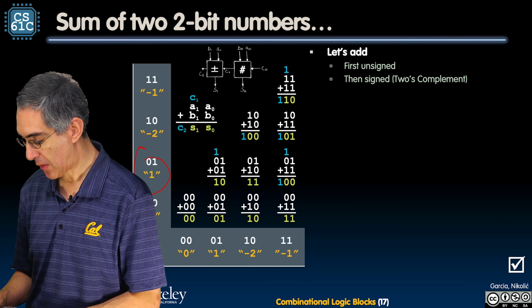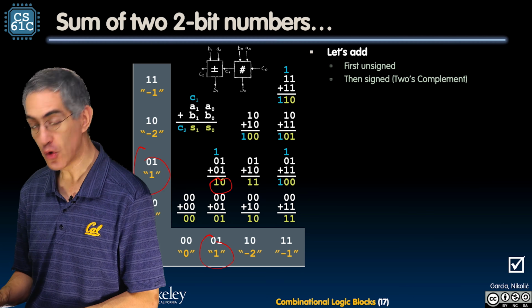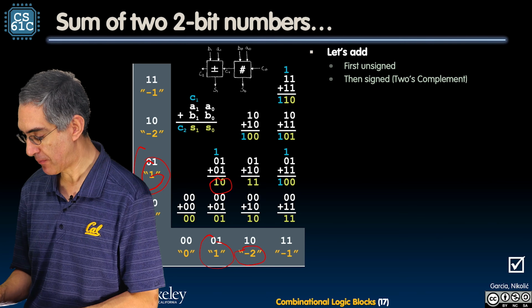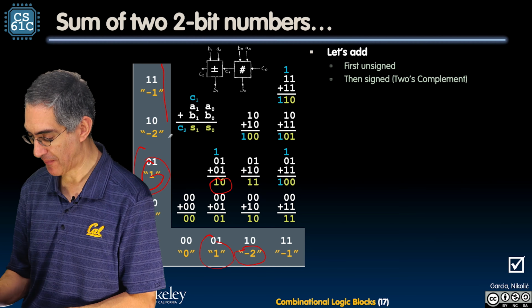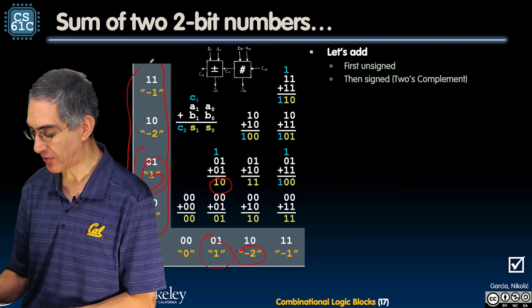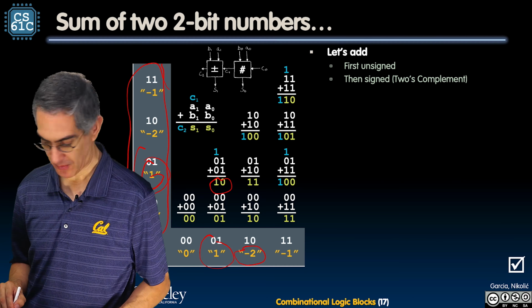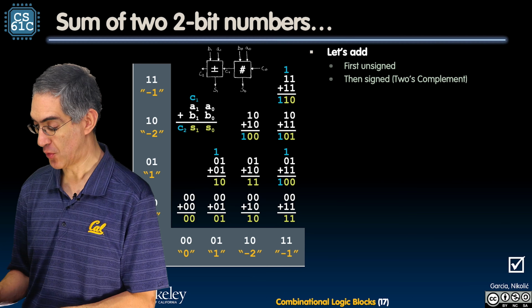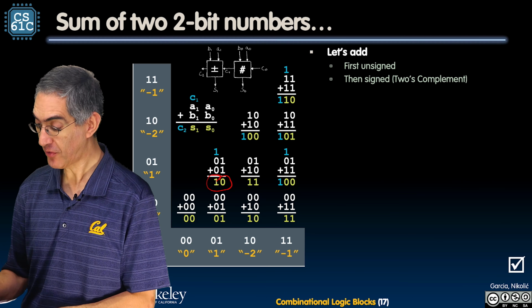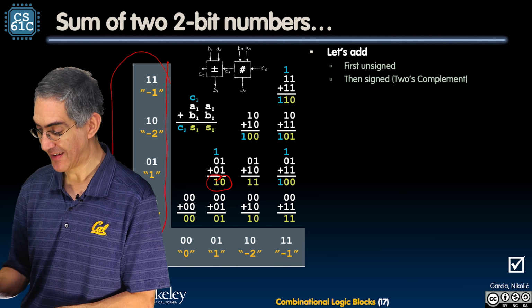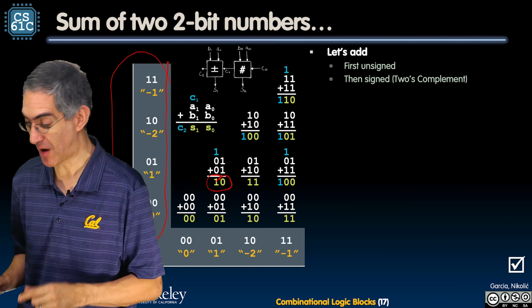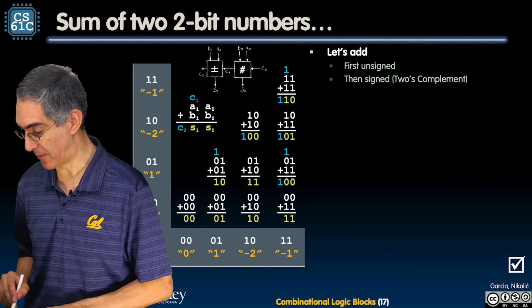1 plus 1, 2. 1 plus minus 2. By the way, what are the values I can store? I can store 0, 1, minus 2, and minus 1. So 1 plus 1, that's 2. Is 2 something that I can represent in 2's complement with 2 bits? No. So that's going to be a problem. Remember that one there. That's going to be trouble.